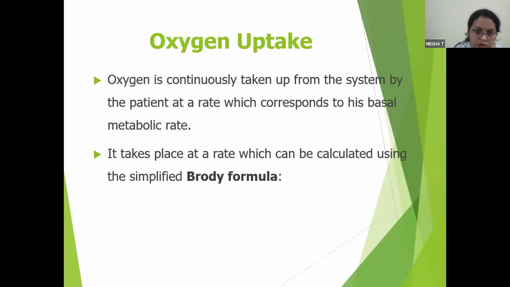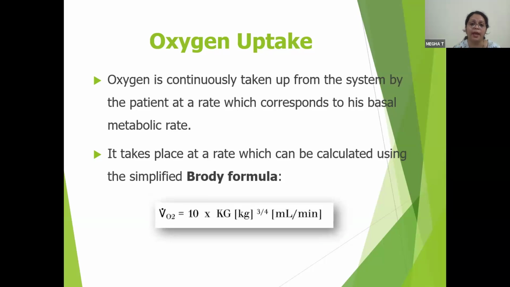Before going into the details of low flow anesthesia, there are a few things we should know. One among them is the uptake of oxygen, nitrous oxide, and volatile anesthetics. As we know, oxygen is continuously taken up from the system by the patient at a rate which corresponds to his basal metabolic rate. It can be calculated using the simple Brody's formula.